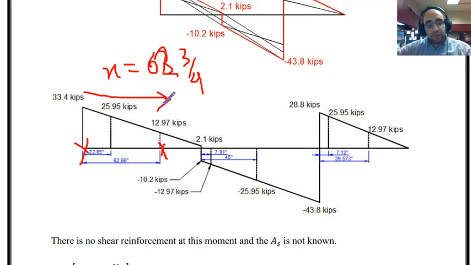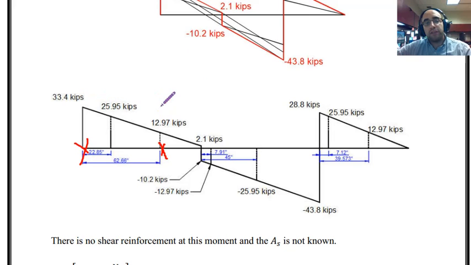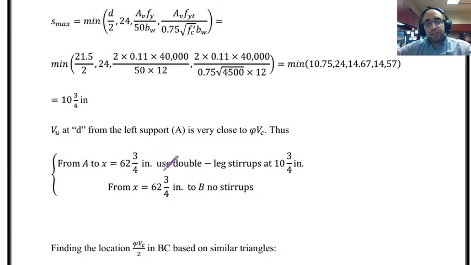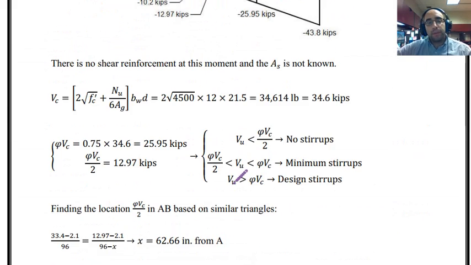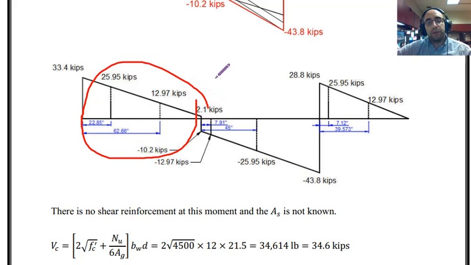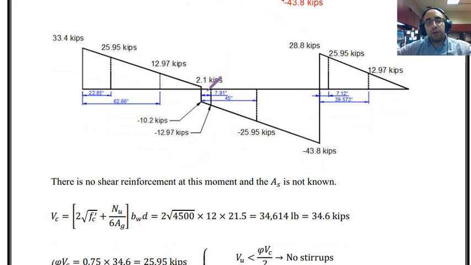From point A to this value, we have to provide minimum shear reinforcement, which means number 3 stirrups at 10.75 of an inch as the spacing. This is the spacing between the stirrups from this point to this point. And then from this point to this point, we don't need any stirrups. Those are the results of shear reinforcement design for portion AB of the beam. Now I'm going to follow the same procedure for this portion of the beam, BC.